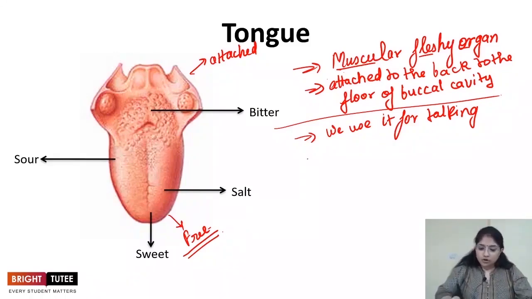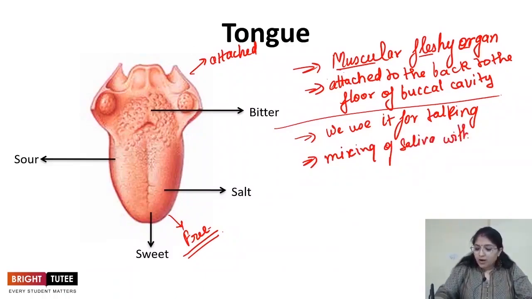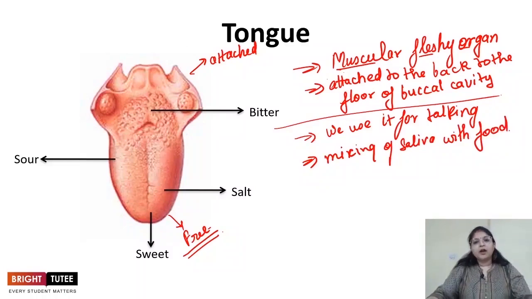Another very important function of the tongue is mixing of saliva with food. Now, whenever you are eating the food, there are two things going on simultaneously. These two parts, your tongue and your teeth, are doing two things. Your teeth are chewing and grinding the food into smaller pieces. The salivary gland is releasing saliva in your mouth continuously, and the tongue is mixing that food in with your saliva, right?